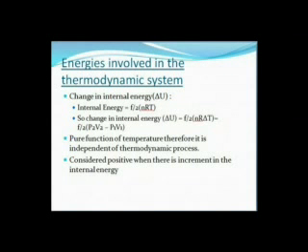Now we'll see different energies which are involved in the thermodynamic system. So first we'll see the change in internal energy. As we know, the internal energy of a molecule is defined as f/2 nRT, where f is the degree of freedom of that molecule, n is the number of moles, R is the universal gas constant, and T is the temperature.